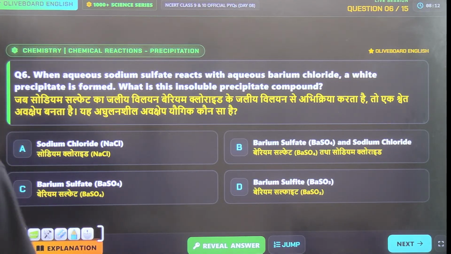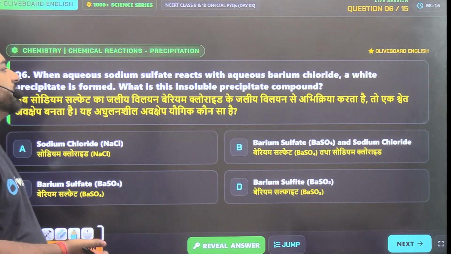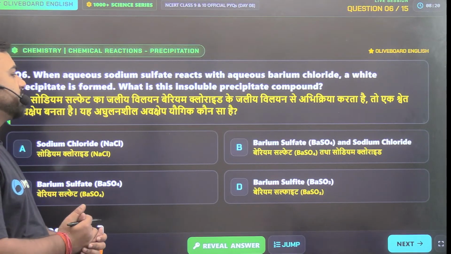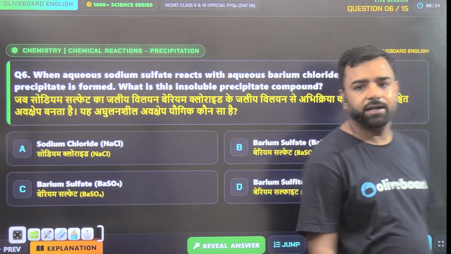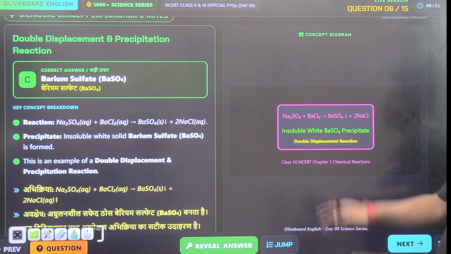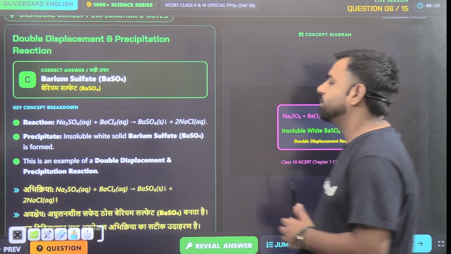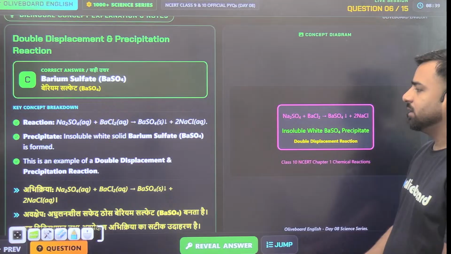So when aqueous sodium sulfate reacts with aqueous barium chloride, a white precipitate is formed. What is this insoluble precipitate compound? So guys, that will be barium sulfate, right, and sodium chloride. So let us check. That will be barium sulfate, sorry. So barium sulfate is here. That's the reaction: Na2SO4 plus BaCl2 gives BaSO4 plus 2NaCl. So barium sulfate is the correct answer.